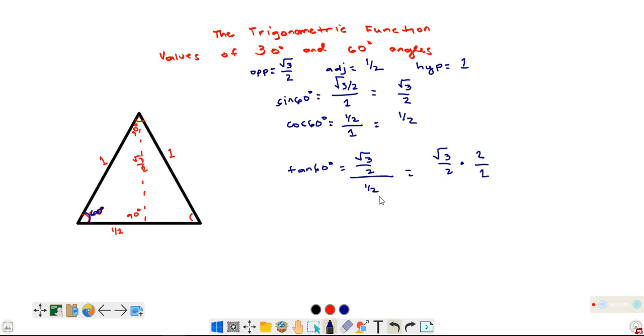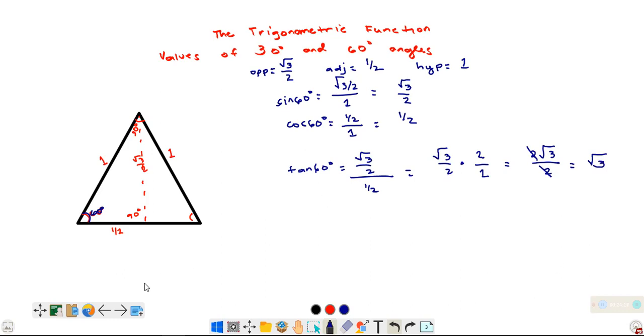So, if you have a division of fractions, all you have to do is change the operation into multiplication and multiply it by the reciprocal of your divisor. So, our divisor is 1/2. The reciprocal is 2 over 1. So, this is 2 square root of 3 over 2. Or since 2 divided by 2 is just 1, you will end up with simply square root of 3.